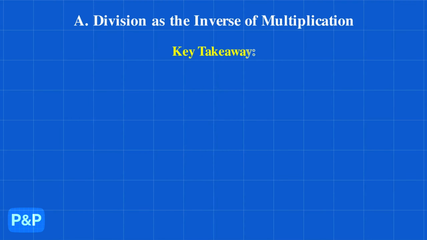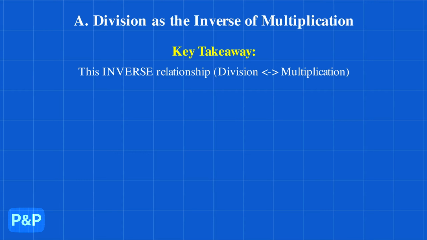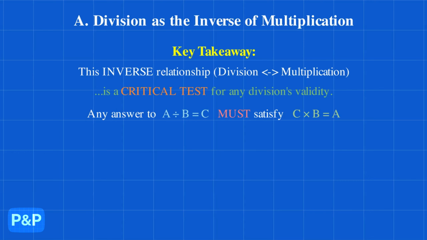This inverse relationship is not just a definition. It serves as a critical test for the validity of any division result. Any proposed answer to a division problem must satisfy this multiplication check. This linkage is precisely what reveals the difficulties associated with division by 0.